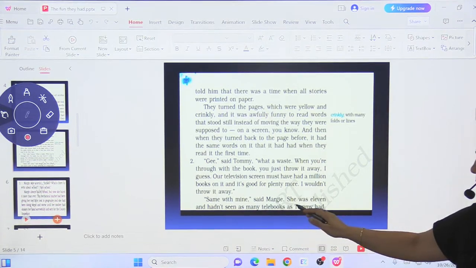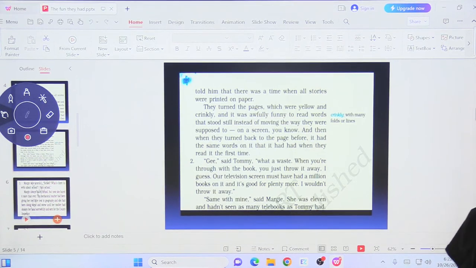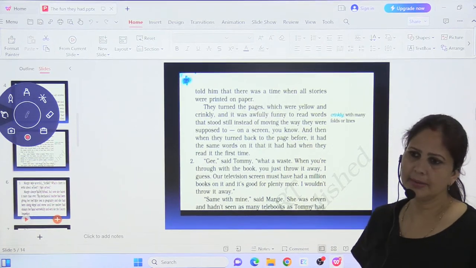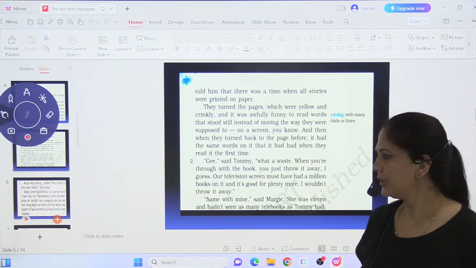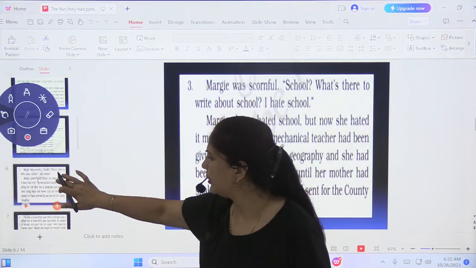"Same with mine," said Margie. She was 11 and hadn't seen as many telebooks as Tommy. So she was 11 years old and she has not seen as many books as Tommy, because Tommy was elder to Margie. So Tommy has seen many books as compared to Margie.